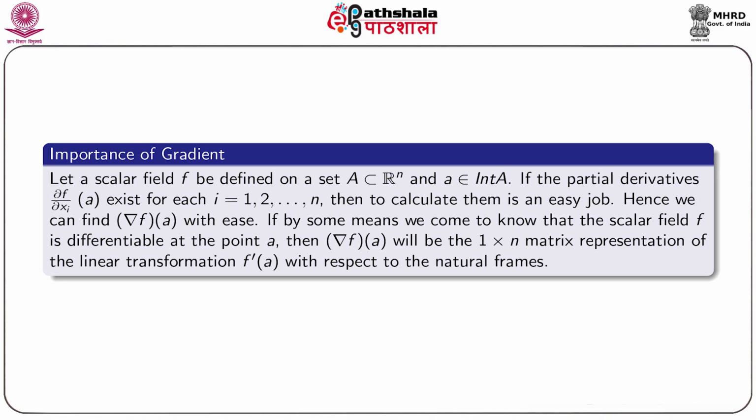Now if by some means we come to know that the scalar field f is differentiable at the point a, then grad f at a will be the 1 by n matrix representation of the linear transformation f dash a with respect to the natural frames. So whenever we check whether some scalar field is differentiable at a point or not, if we can somehow assume that it is differentiable, we can find grad f and easily calculate the linear transformation.